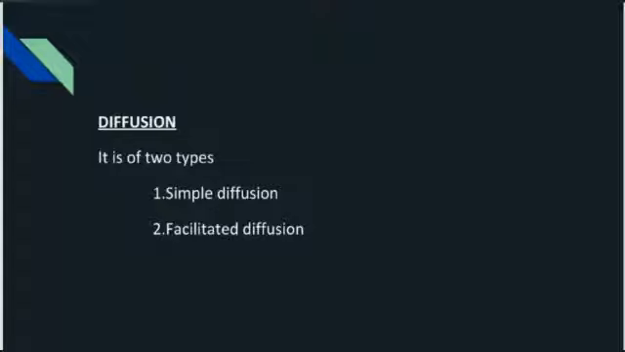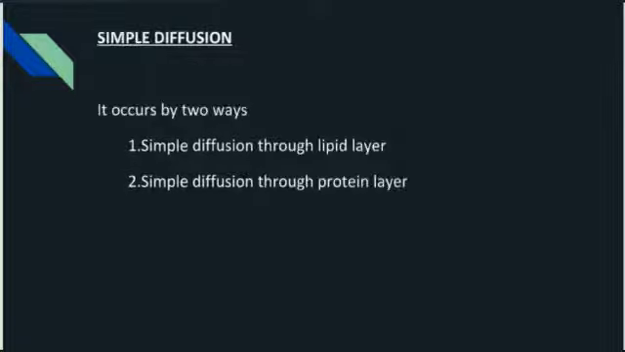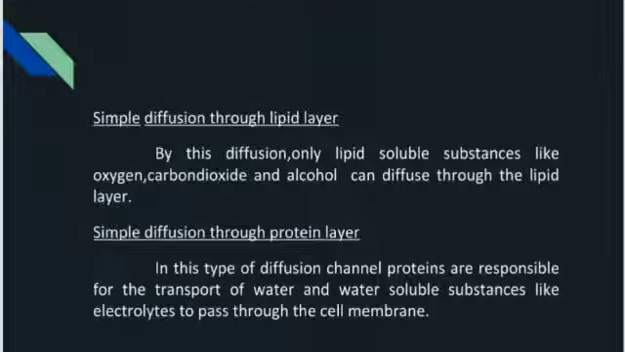Diffusion is of two types. First, simple diffusion. Second, facilitated diffusion. Simple diffusion occurs in two ways. First, simple diffusion through lipid layer. Second, simple diffusion through protein layer. By simple diffusion through the lipid layer, only lipid-soluble substances like oxygen, carbon dioxide and alcohol can diffuse through the lipid layer.